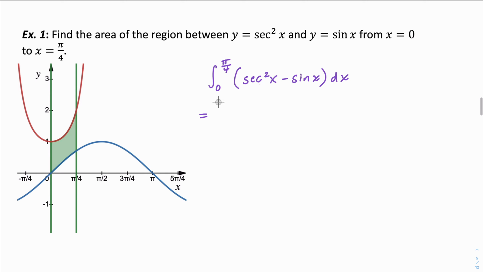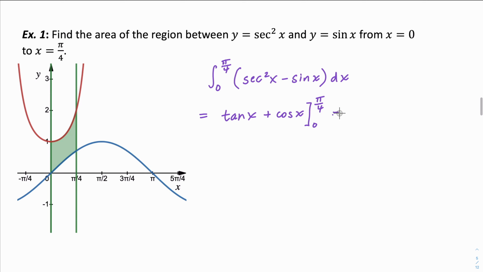I know the antiderivative of secant squared is the tangent. The antiderivative of sine is the opposite of cosine, but since it's negative, we're going to be adding cosine of x here. And we're going to be evaluating this from 0 to pi over 4.